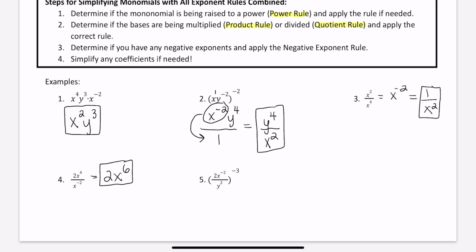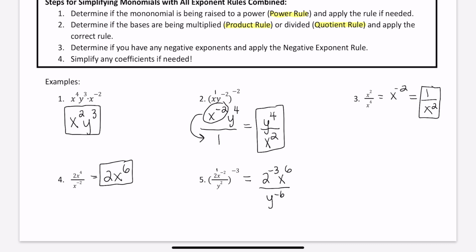Okay, in example 5, last one, I have 2x to the power of negative 2 over y to the power of 2, all raised to the power of negative 3. So this is a really big power rule first. So I'm going to take every single base that's being raised to the power of negative 3, and I'm going to multiply their exponents. Remember, the coefficient of 2 has an exponent of 1. So this is going to end up equaling 2 to the power of negative 3, because 1 times negative 3 is negative 3. X to the power of negative 2 times negative 3 is positive 6, over y to the power of negative 6. Okay, so I applied my power rule.